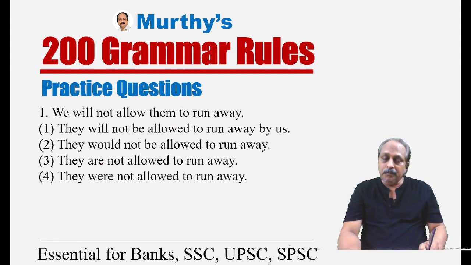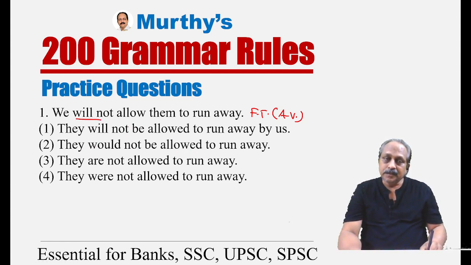To identify the correct option, two things are required. First, you have to know which tense it is. Then you have to know whether it is an active voice or passive voice. We will not allow them to run away. Which tense is this? This is future tense. It is active voice. Now, what is the pattern? Future tense and passive voice: will or shall plus be plus verb past participle form. Based on that, here it is a negative form. They will not be allowed to run away by us.